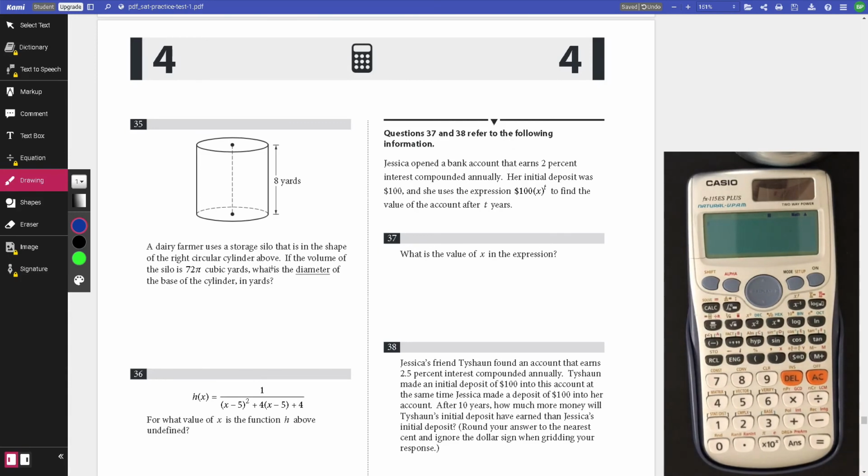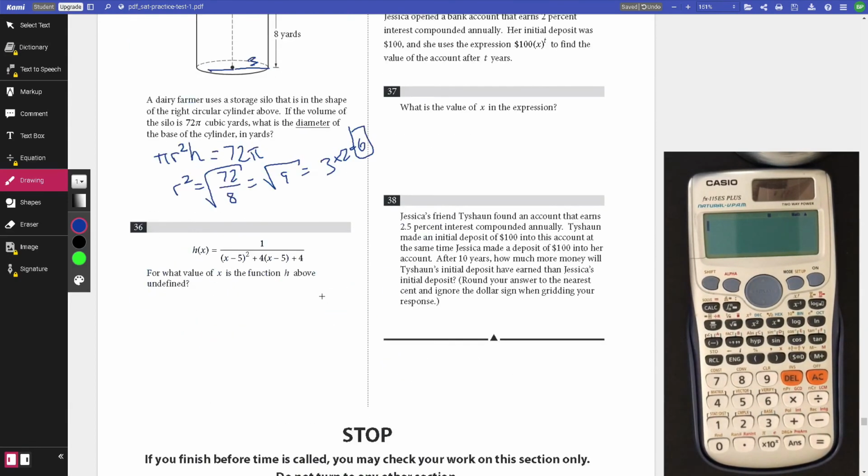He uses a cylinder. What is the diameter of the base? So we know the equation for the volume of a cylinder is that, and 72 pi is the volume. So we divide those over, and the square root of 9 is equal to 3. So that's the radius, 3. To get the diameter, you multiply that by 2, you get 6. Answer is 6. And the next question, 36.